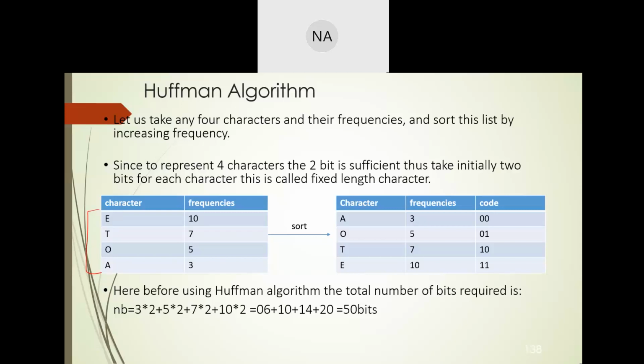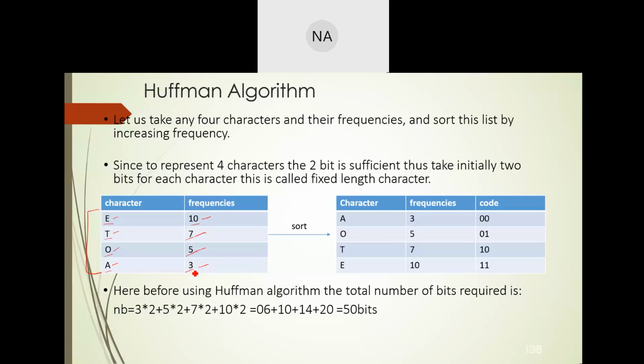Now these are the characters E, T, O, A, and the frequencies of each character in the message are 10 for the character E, 7 for T, 5 for O, and 3 for A. That is, in the message, the character E is used 10 times, character T is used 7 times, O is used 5 times, and A is used 3 times. Right? So these are the frequencies.